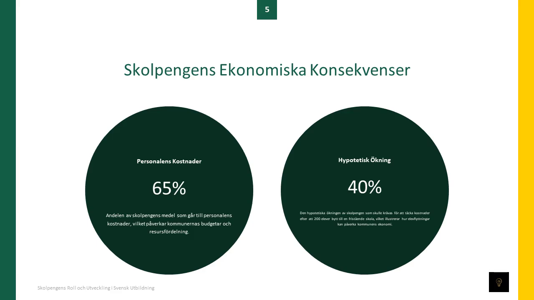Economic consequences of school funding include that 65% of the funding goes to personnel costs, and there is a hypothetical increase of 40% in costs due to higher demand for school choice.